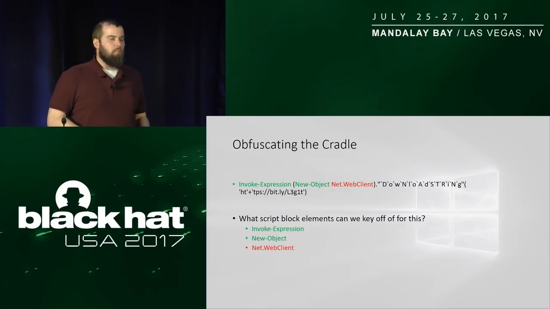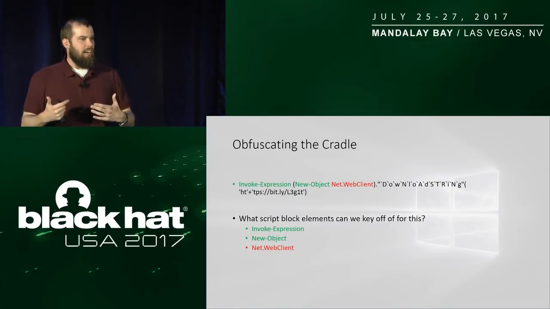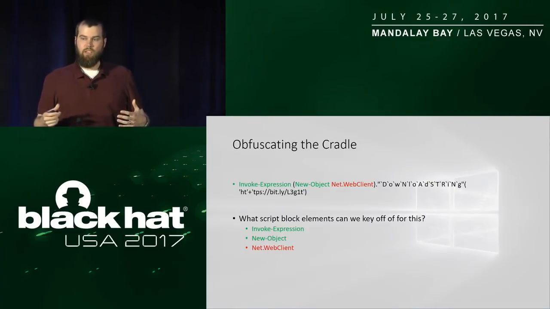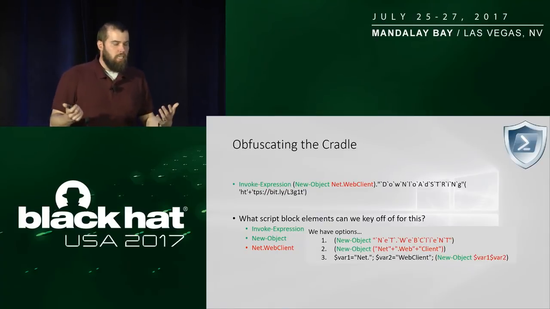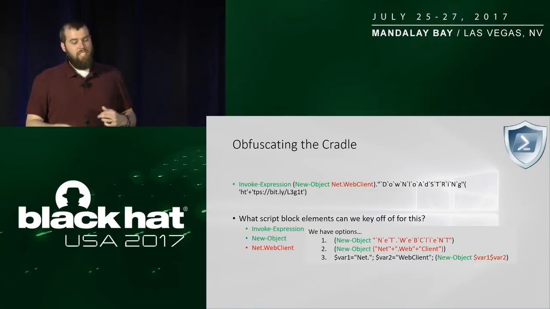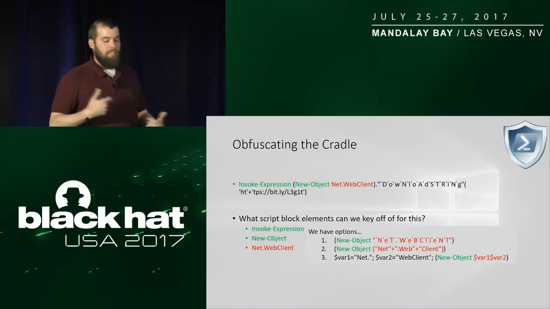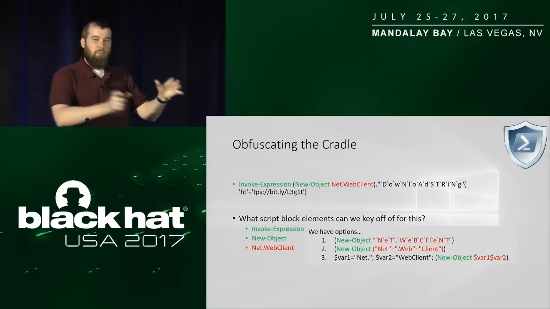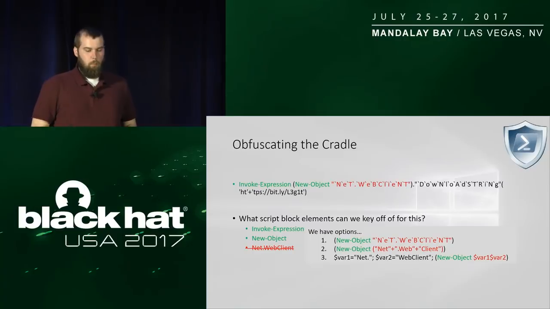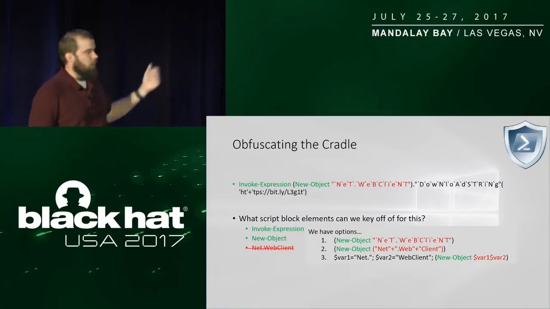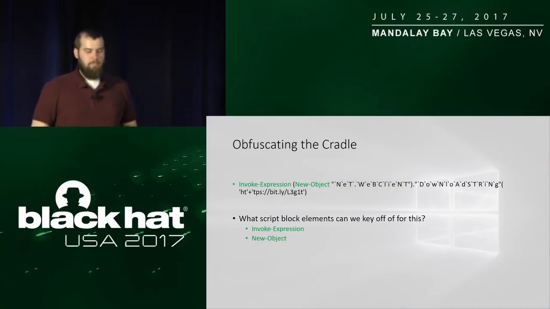So net.webClient. This is the name of a .NET class, but in the context of this PowerShell command, it's actually an argument token. It's an argument to new object. So argument tokens, really easy to obfuscate. We can use double quotes and tick marks. We can put it in parentheses and treat it like a string. We can also chunk it up into variables and then just put those variables together in the command. So we'll just go with the first option there and remove that from our list of Defender terms there.